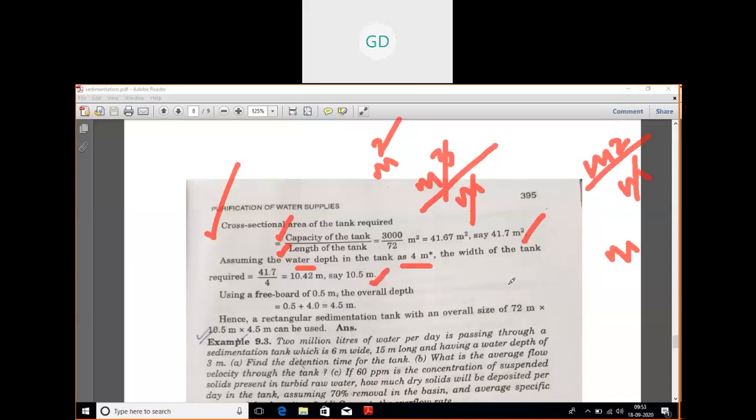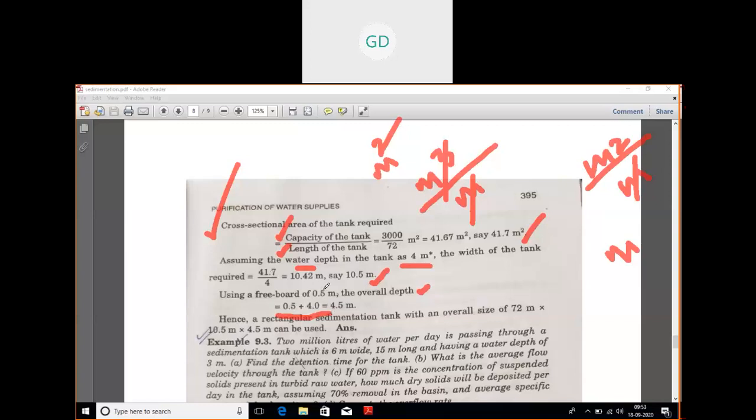Now the water depth, they have already assumed to be 4 meter, but as I already said, you need to add a freeboard for your safety purpose. So the overall depth includes the freeboard depth, which varies from 0.5 to 1 meter. It's not a very big depth. Okay, 0.5 to 1 meter is taken.